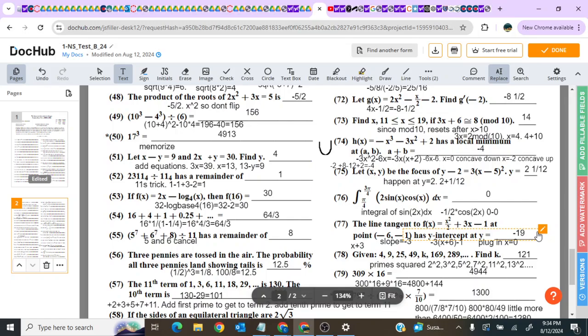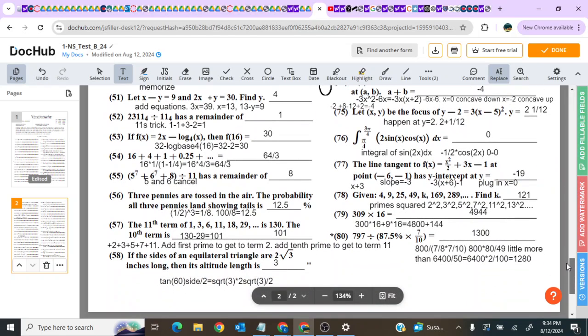So 7, line tangent to this point has a y-intercept at y is equal to what? Well, okay, you need to figure out your slope. So take the derivative. You get x plus 3. And then you plug in negative 6 for that, and you get a slope of negative 3. So negative 3 times x plus 6, minus 1. And you plug in 0 as your x, and you get negative 19.